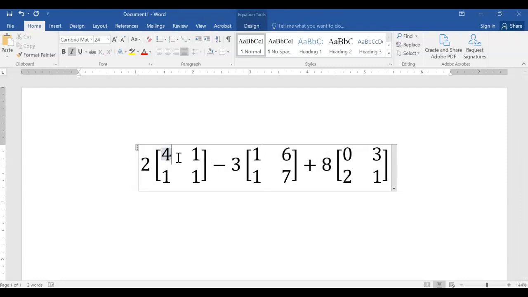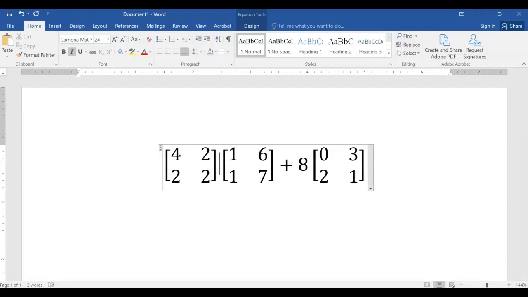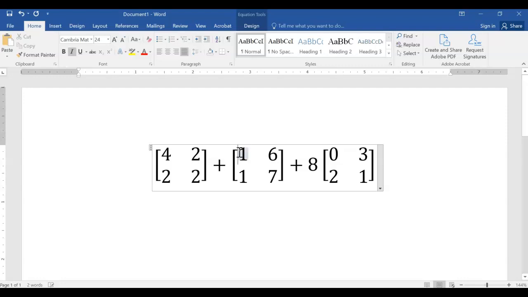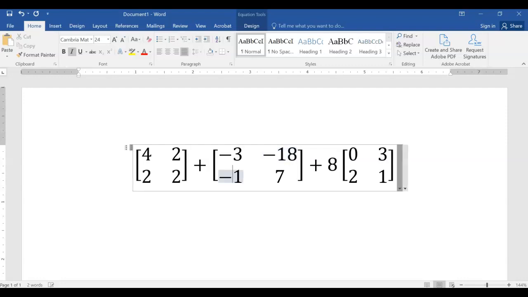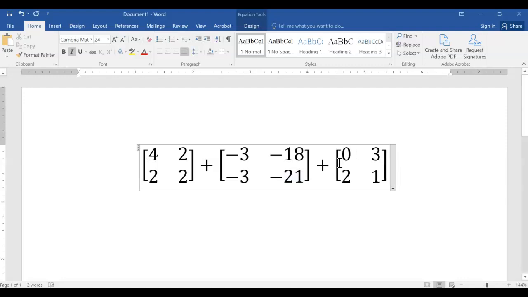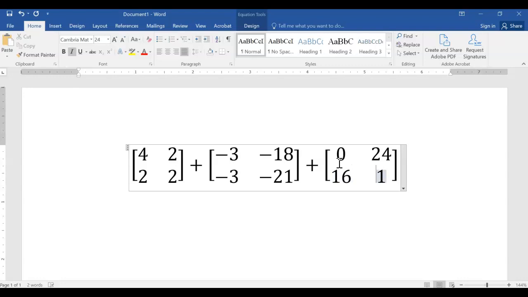2 times my first matrix gives me 4, 2, 2, 2. That'll get rid of the scalar out front. Minus 3 times this second matrix, you get a negative 3, negative 18, negative 3, and then negative 21. And then the last matrix, we're going to take an 8, multiply it in. 8 times 0 is 0. 8 times 3 is 24. 8 times 2 is 16. 8 times 1 is 8.